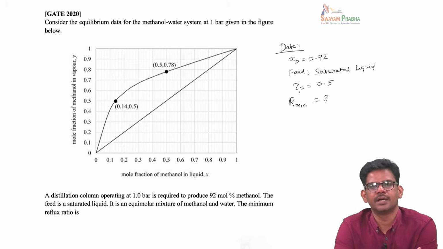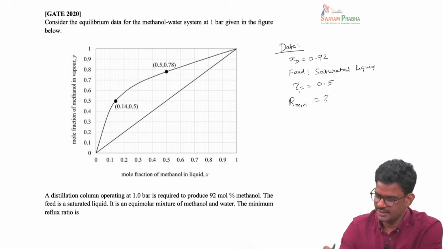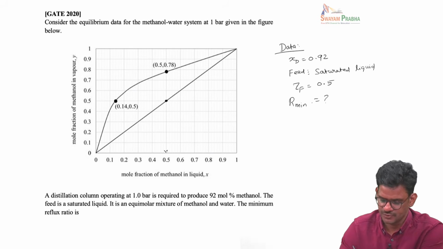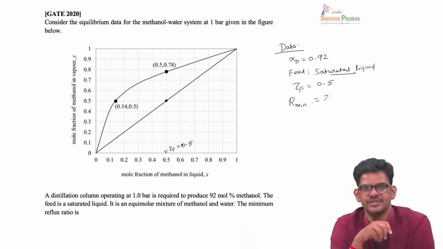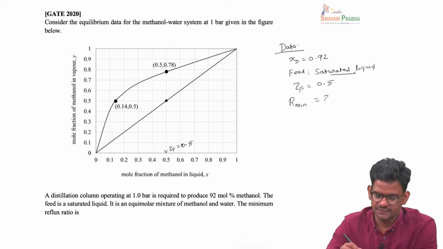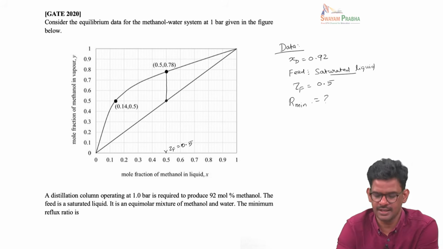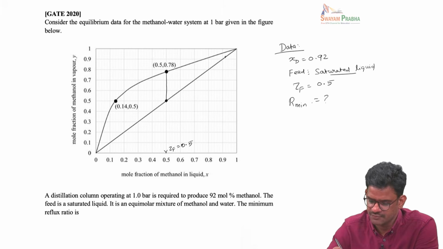And what we need to do first is to find out the Q line, and the Q line will intersect the 45-degree line at ZF. So that is here. This corresponds to ZF of 0.5, and then it is said to be a saturated liquid. For saturated liquid, the Q line is a vertical line. So, this is the Q line here, okay, and XD is 0.92. So, 0.92 can be marked somewhere here. This is 0.92.